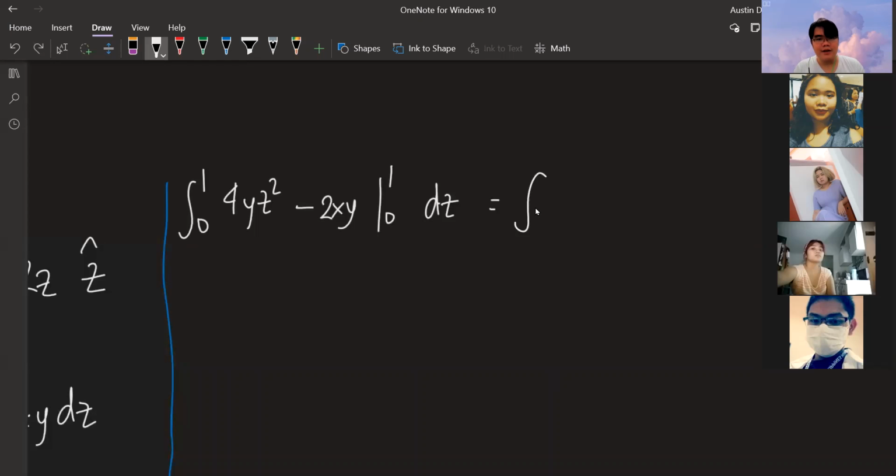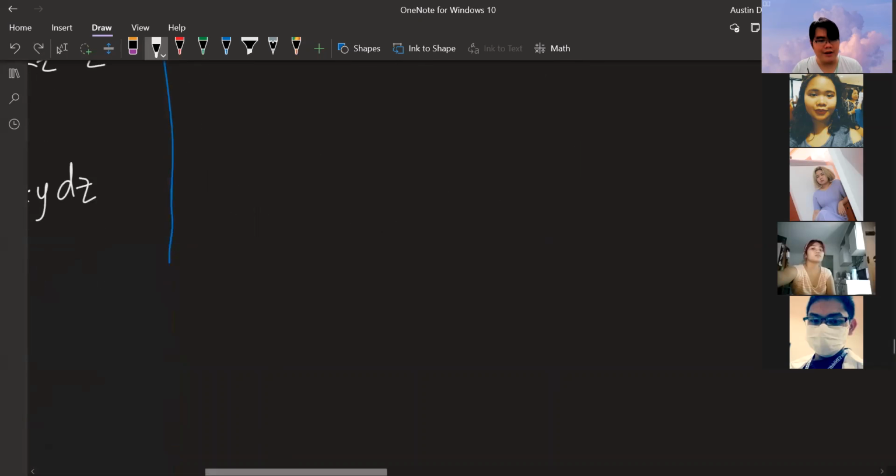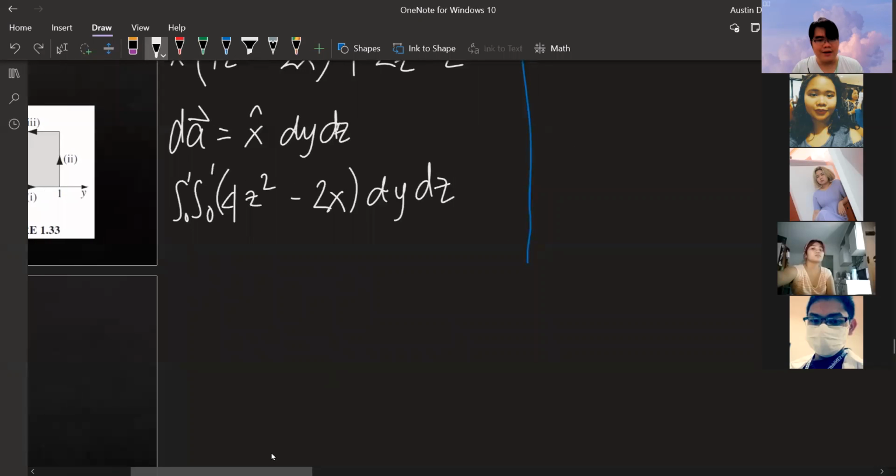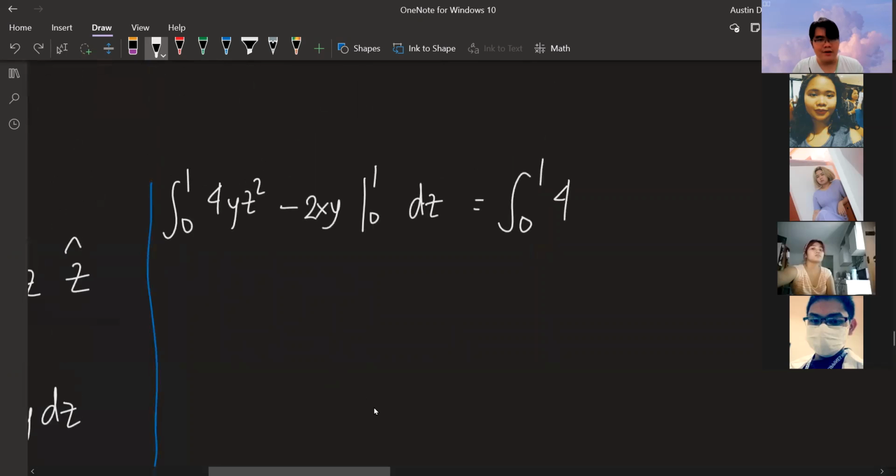Sorry, 0 to 1, then 4yz. Sorry, 4. Let's say we evaluate at y. The usual notation with this bar is that you write y0, but I'm lazy.